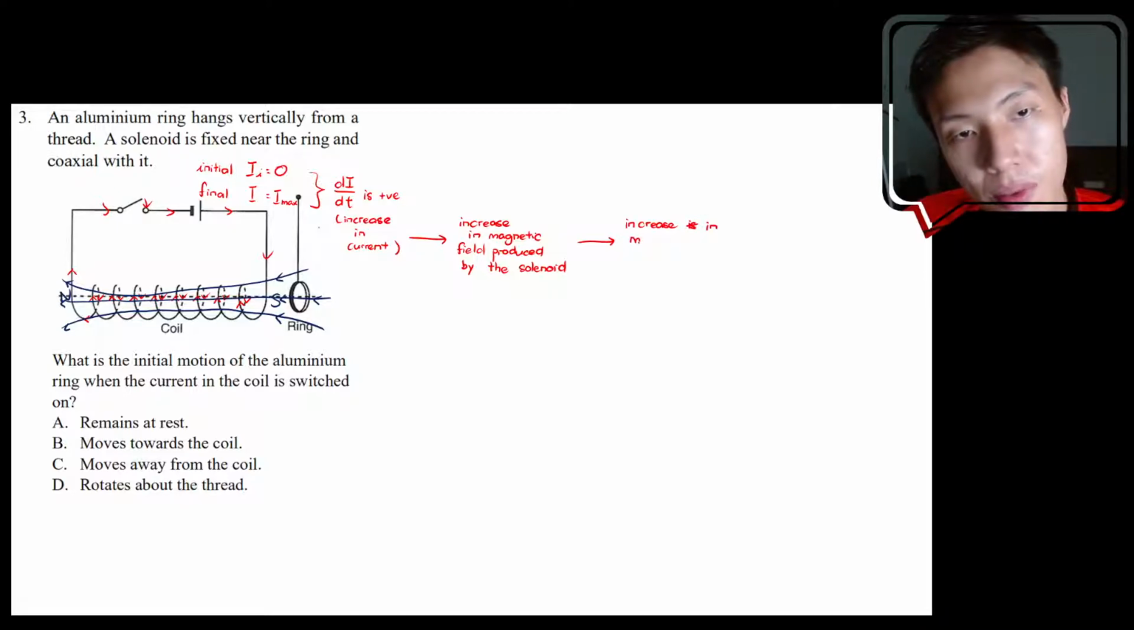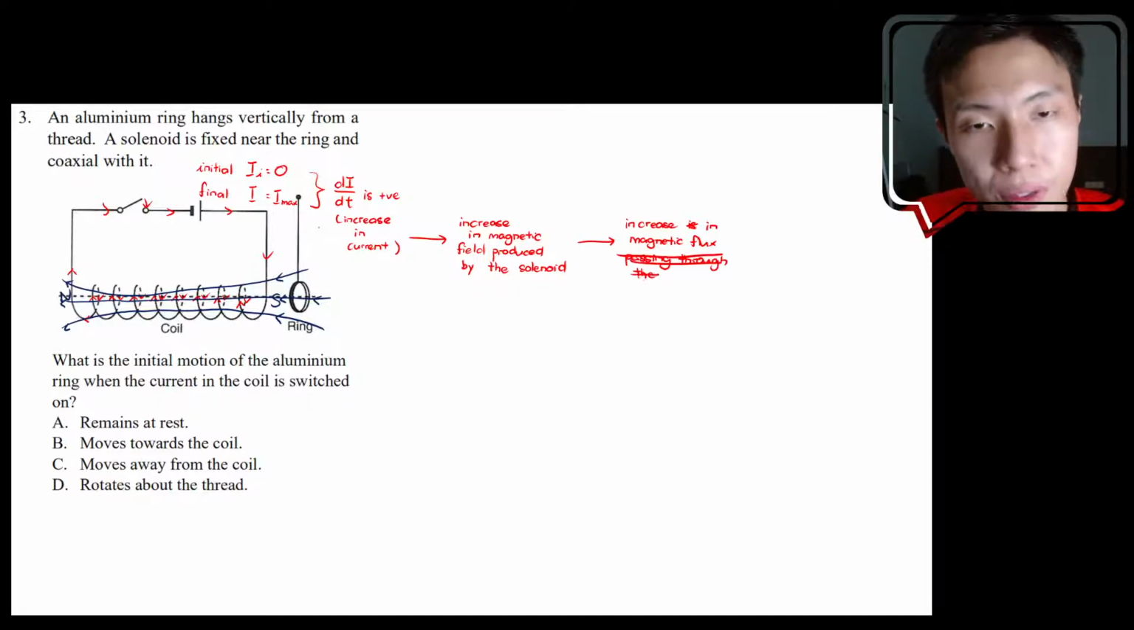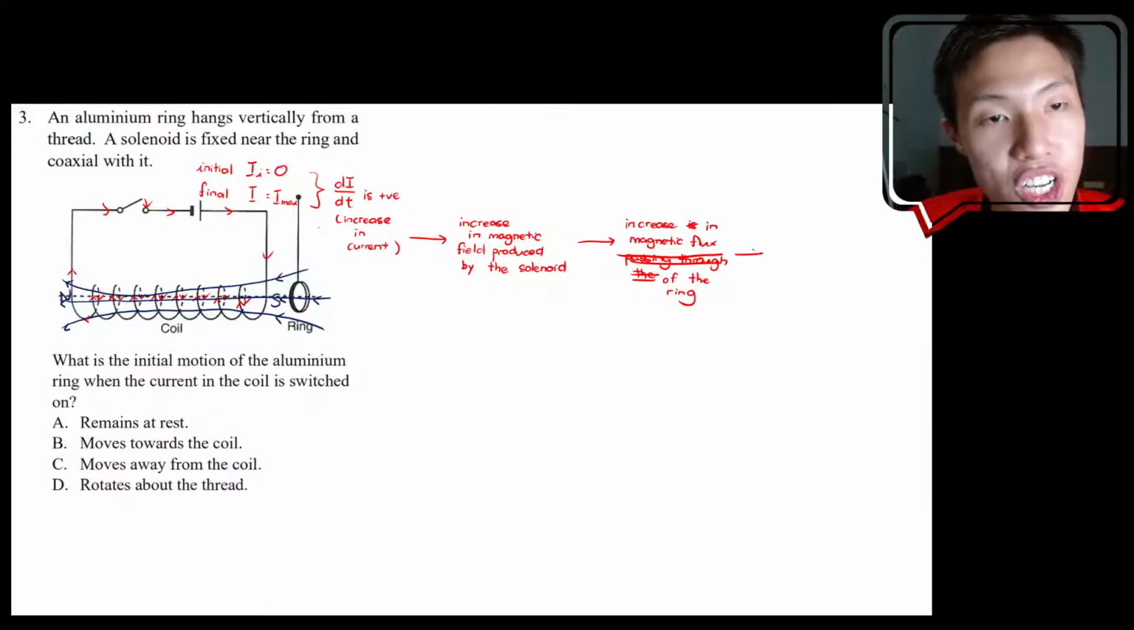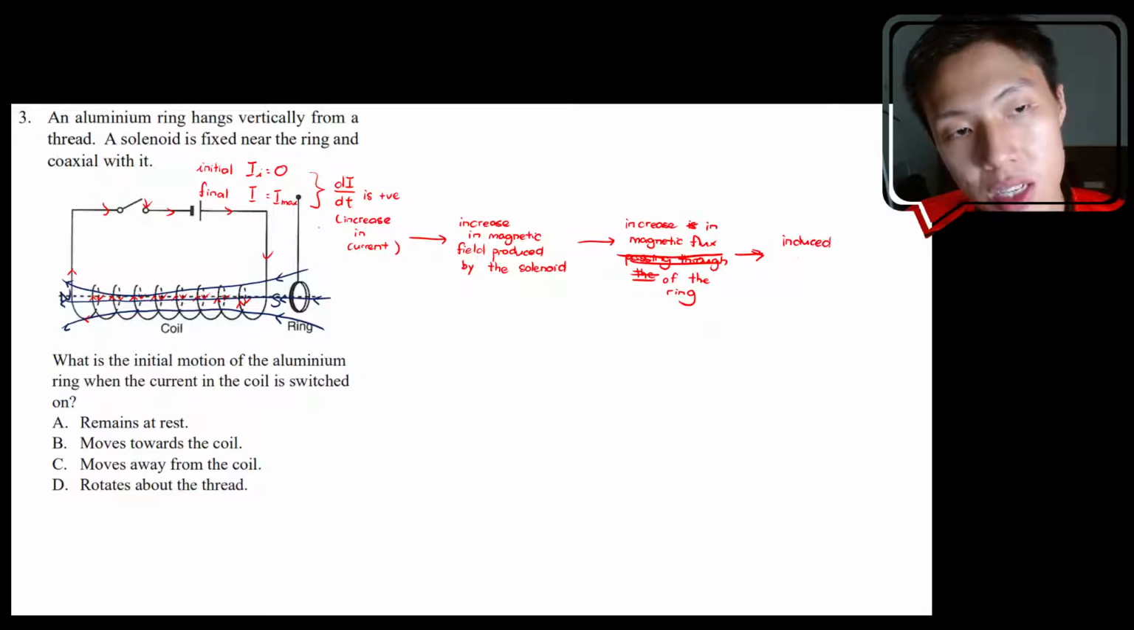Increase in magnetic flux passing through the ring. I shouldn't write passing through. It's the magnetic field that passes through the ring. It's increased magnetic flux of the ring. Because there is a change in magnetic flux, it will cause an induced EMF. And since this is a closed circuit, it will cause an induced current.